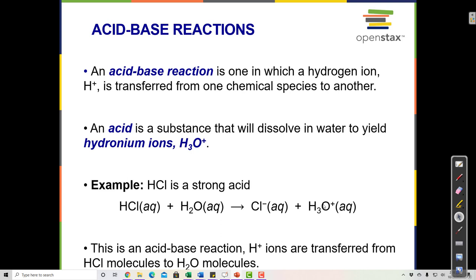So all acid-base reactions are exactly the same. All we're doing is just taking an H plus, giving it to a base. That's what an acid-base reaction is. Acid is really H plus.